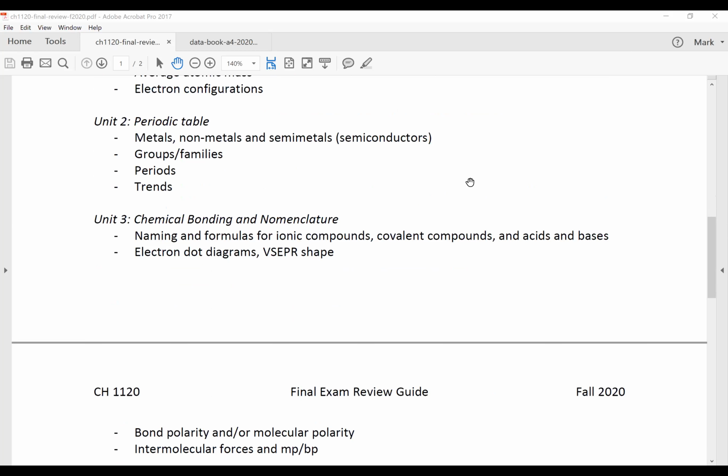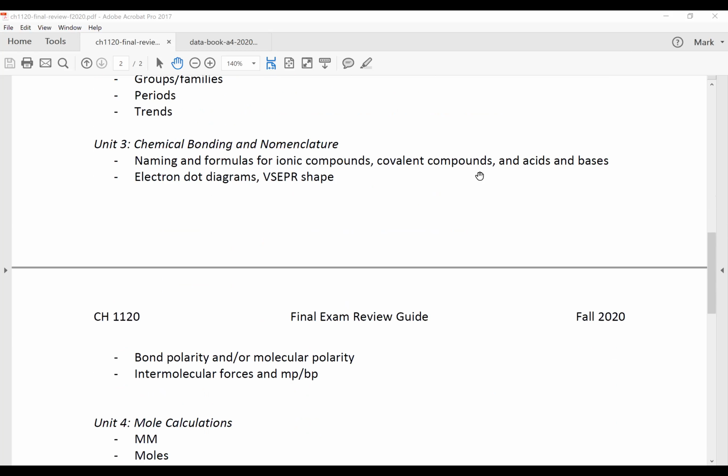And unit 3. It doesn't look like there's a lot here, but there is a lot here. Unit 3 is definitely one of the units you want to study. You have to know naming and formulas. You need to know naming for ionic compounds and covalent compounds. You won't really see much about acids and bases, but you definitely need to know ionic and covalent compounds.